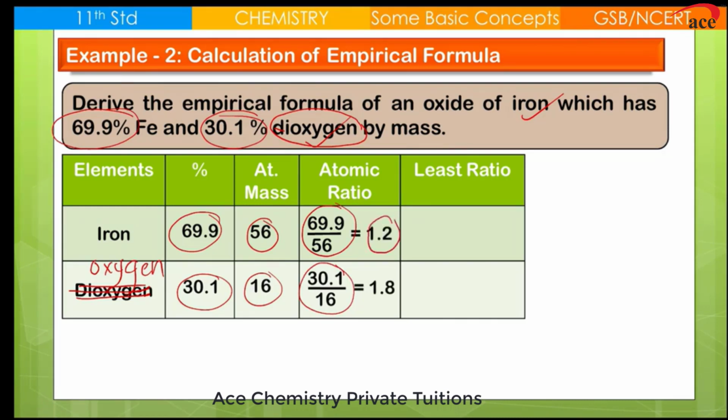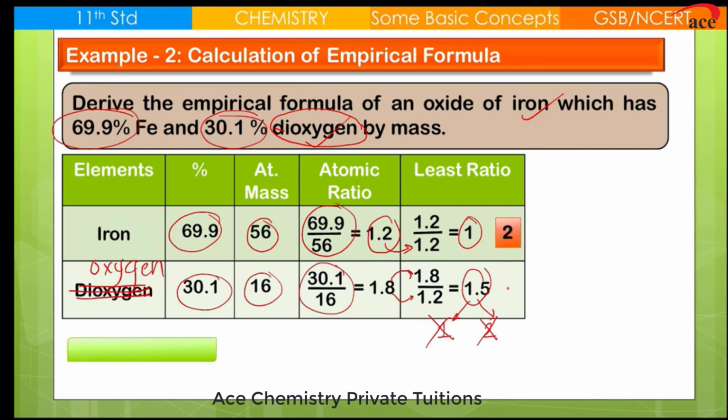What next? Out of them, 1.2 is smaller. So take 1.2 divided by 1.2, and take 1.8 divided by 1.2. What is the number you will get? Oh, you got 1 and 1.5. 1.5 cannot be approximated as 1. 1.5 cannot be approximated as 2. So do you have any trick?